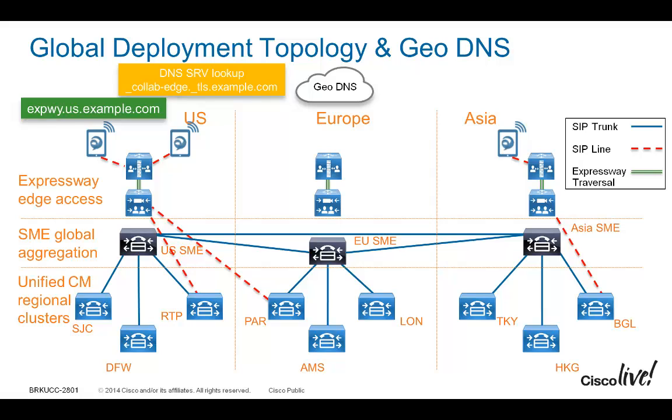Sure. We don't have any way to control that today because Jabber is just relying on DNS. The question was around limiting a lot of people in one area connecting to a single edge, and trying to limit some people. We don't have any way to do that today.